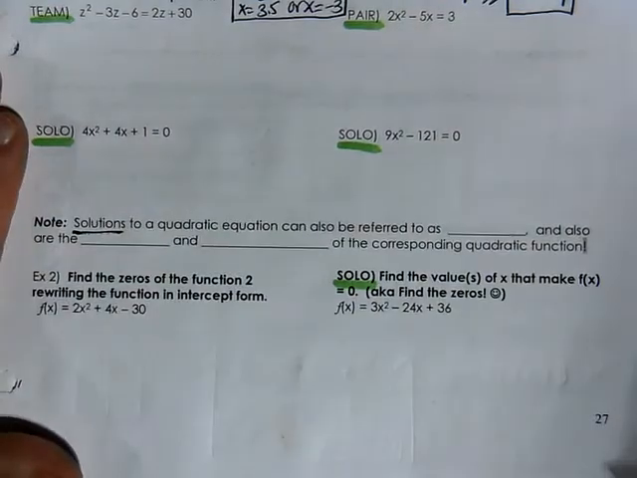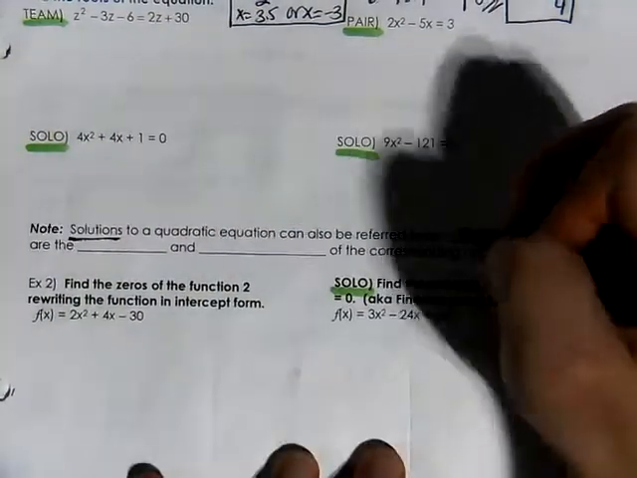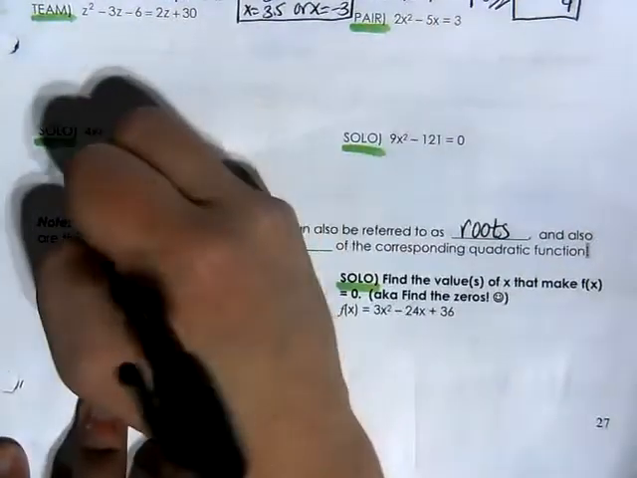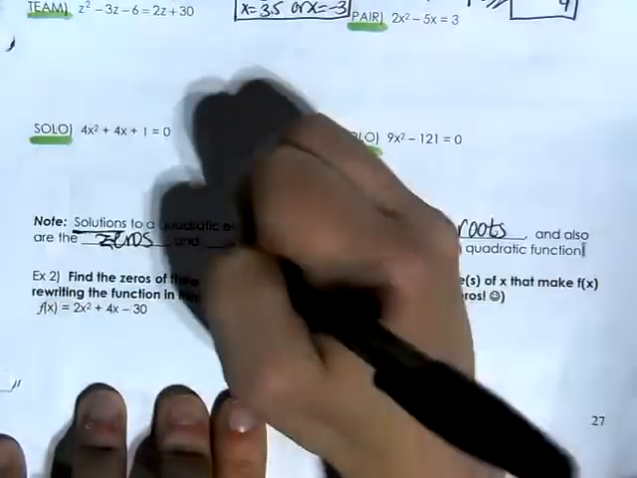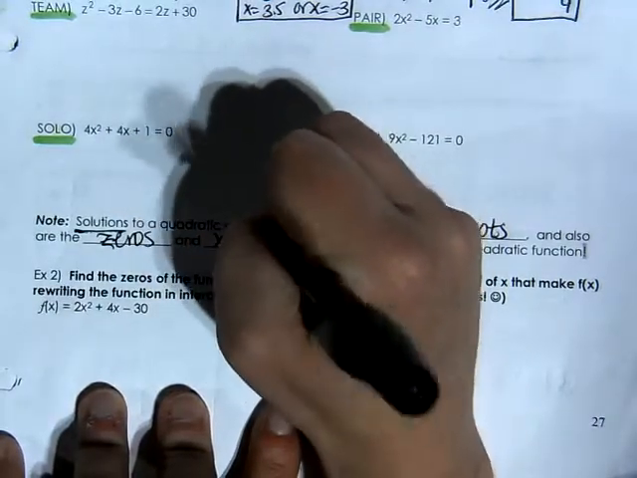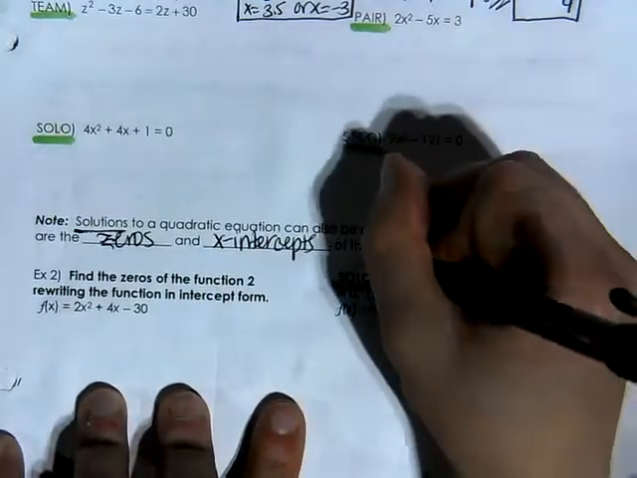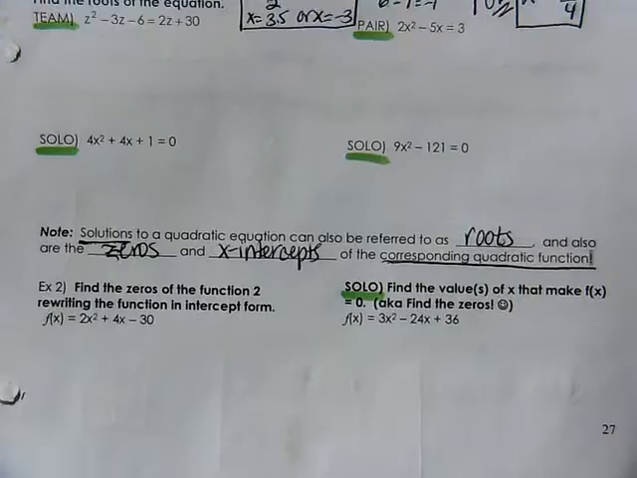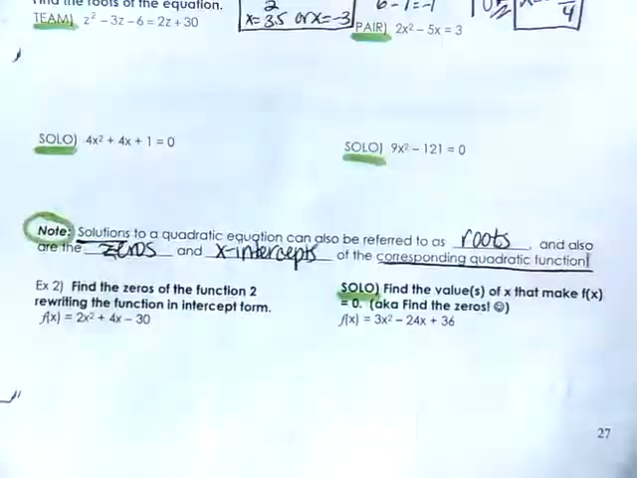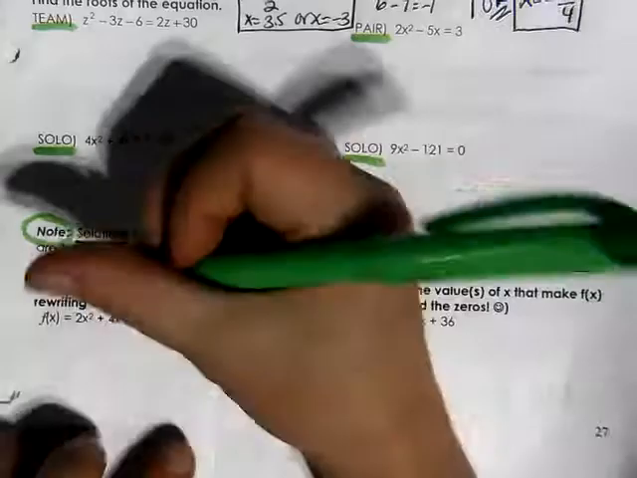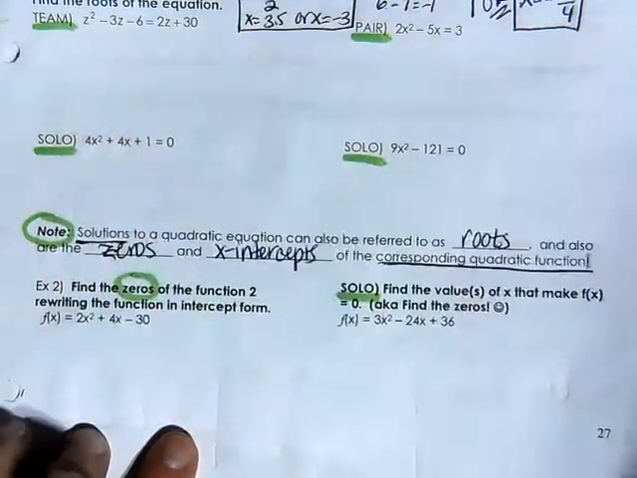Now, please note that solutions to a quadratic equation can also be referred to as roots. They are also the zeros and the x-intercepts of the corresponding quadratic function. So this is a recap of what we've already talked about before. So far the directions were find the roots. Now the directions are going to say find the zeros of the function.